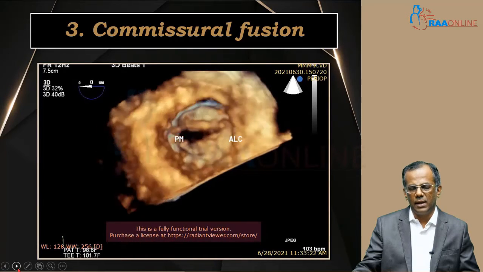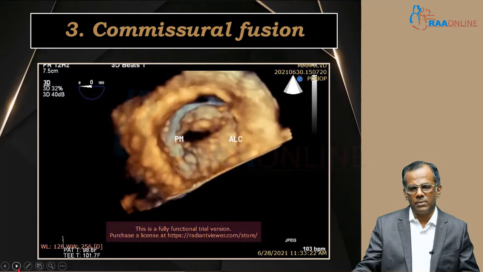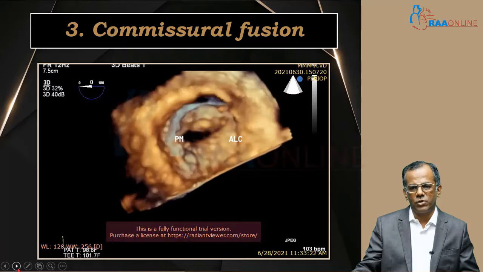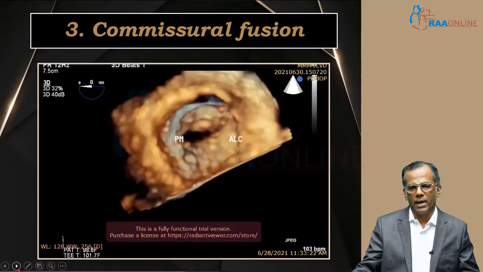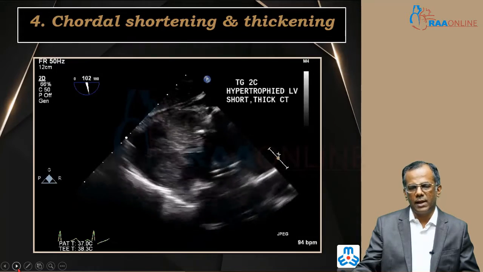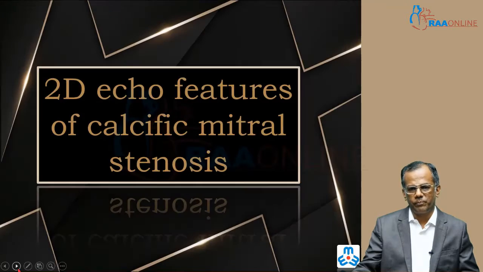This is a 3D zoom which is cropped from the left ventricular side, and you can see that the anterolateral commissure is fused while the posteromedial commissure is free. And this commissural fusion gives it the characteristic fish mouth appearance in rheumatic mitral stenosis. You also have thickened and shortened chordae and also hypertrophied papillary muscles.